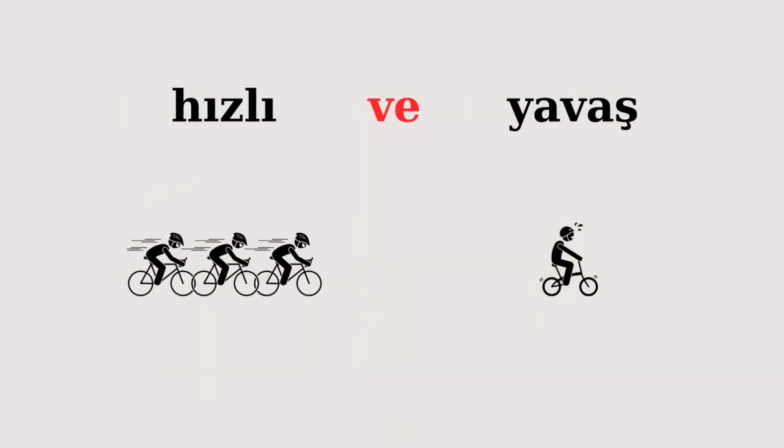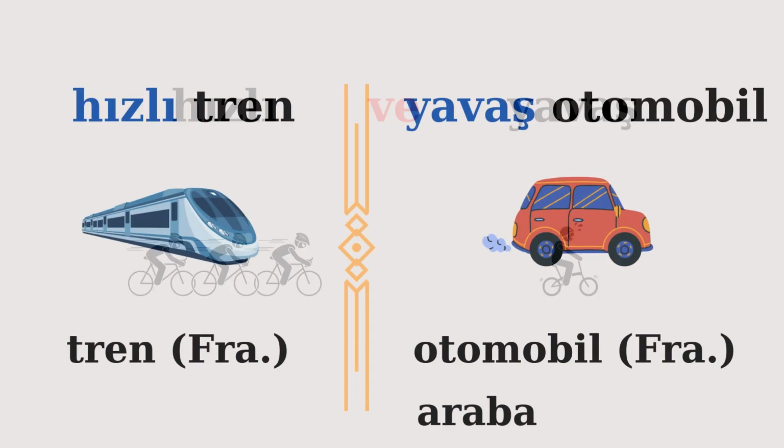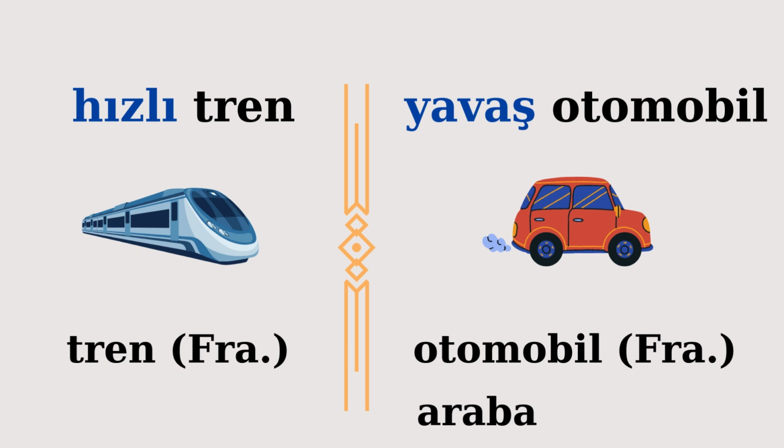Our seventh adjective set is hızlı ve yavaş, which means fast and slow. Let's go through the examples. Hızlı tren means fast train. As you can guess, tren means train. It comes from French. Our second phrase is yavaş otomobil, which means slow car.